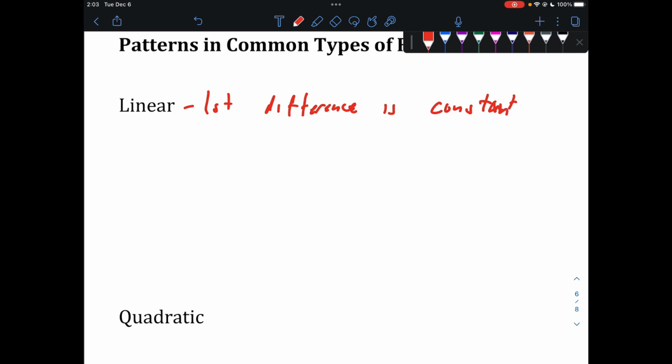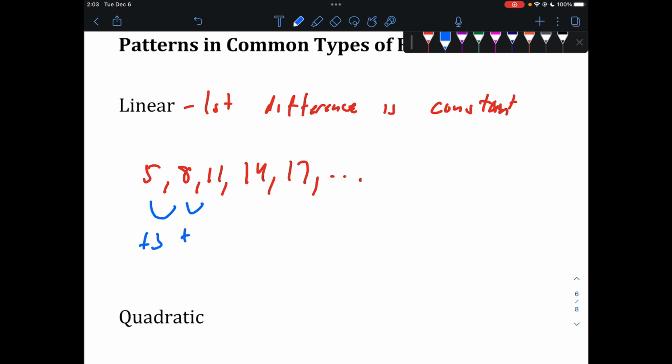All right, so what do we mean by that? So here's an example of a linear term. 5, 8, 11, 14, 17, and so forth. Notice how each one's changing. I'm adding 3, adding 3, adding 3, adding 3, right? The difference is the same each time.